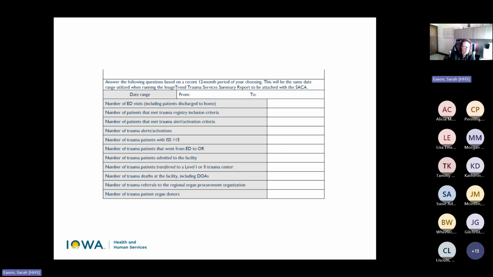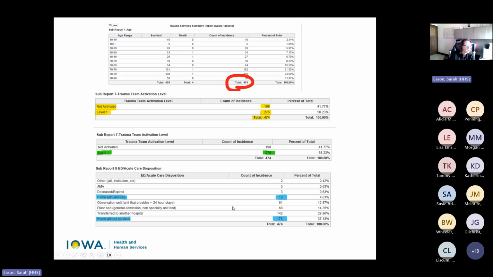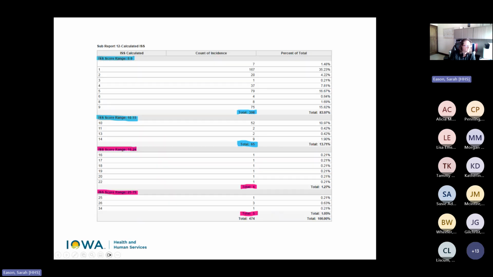We want to see how many were called inappropriately, whether it was over or under triage, based off of your activations. But we really want to see that you're looking at these numbers and that they make sense to you. And then number of patients with an ISS of greater than 15 is really easy to get in your sub-report, not 8, sorry, it's on the next page, in the pink here, in sub-report 12.